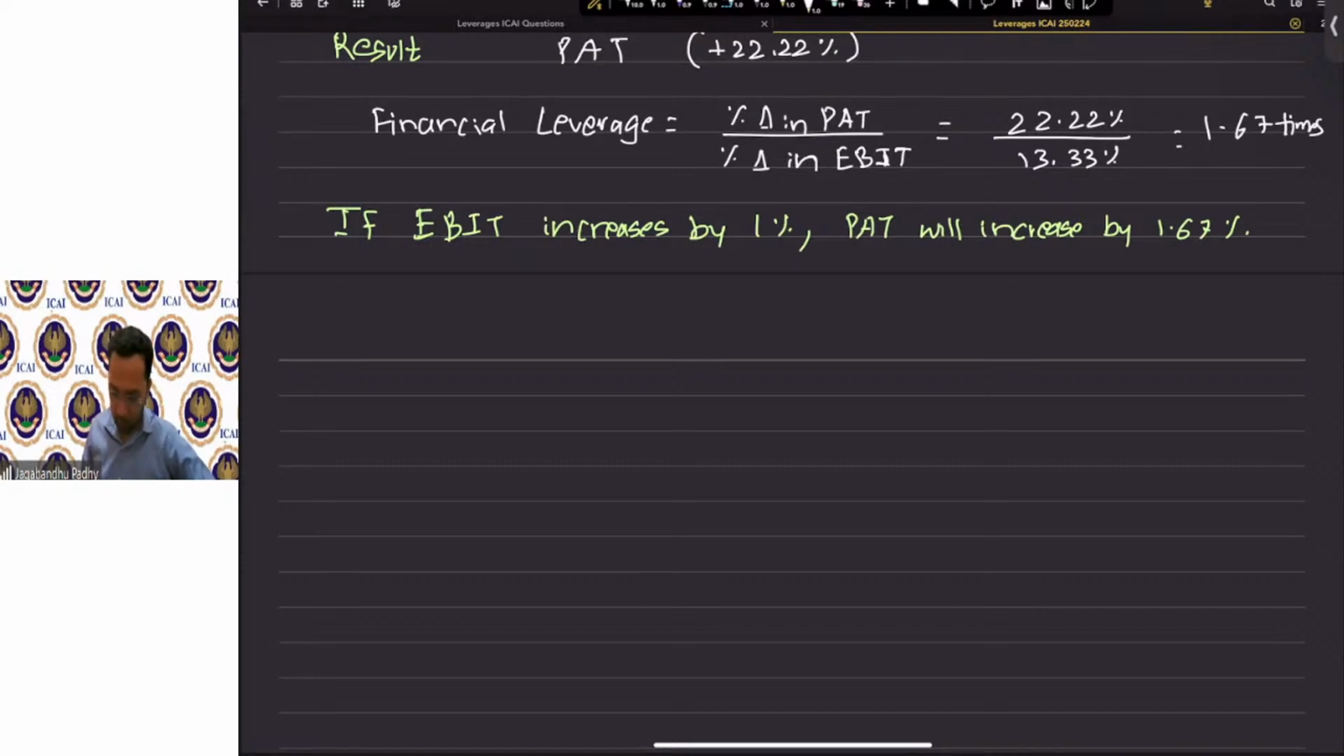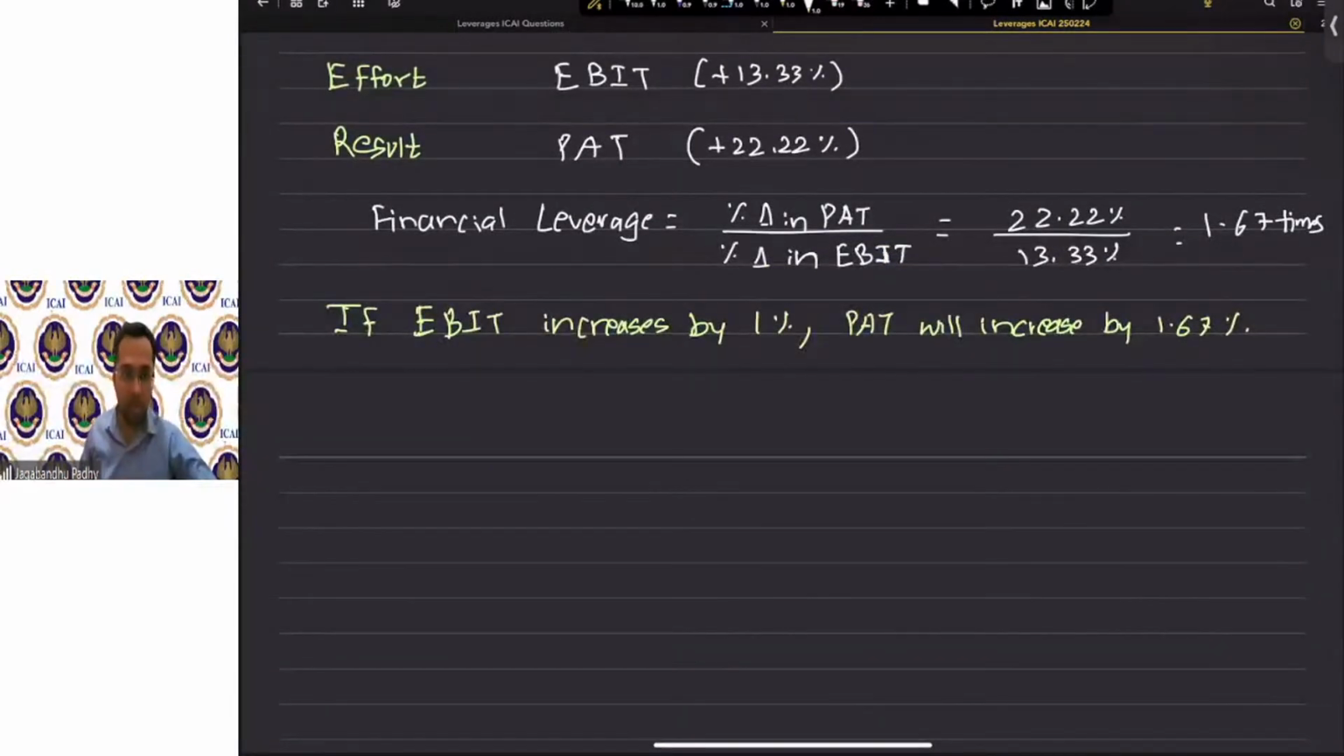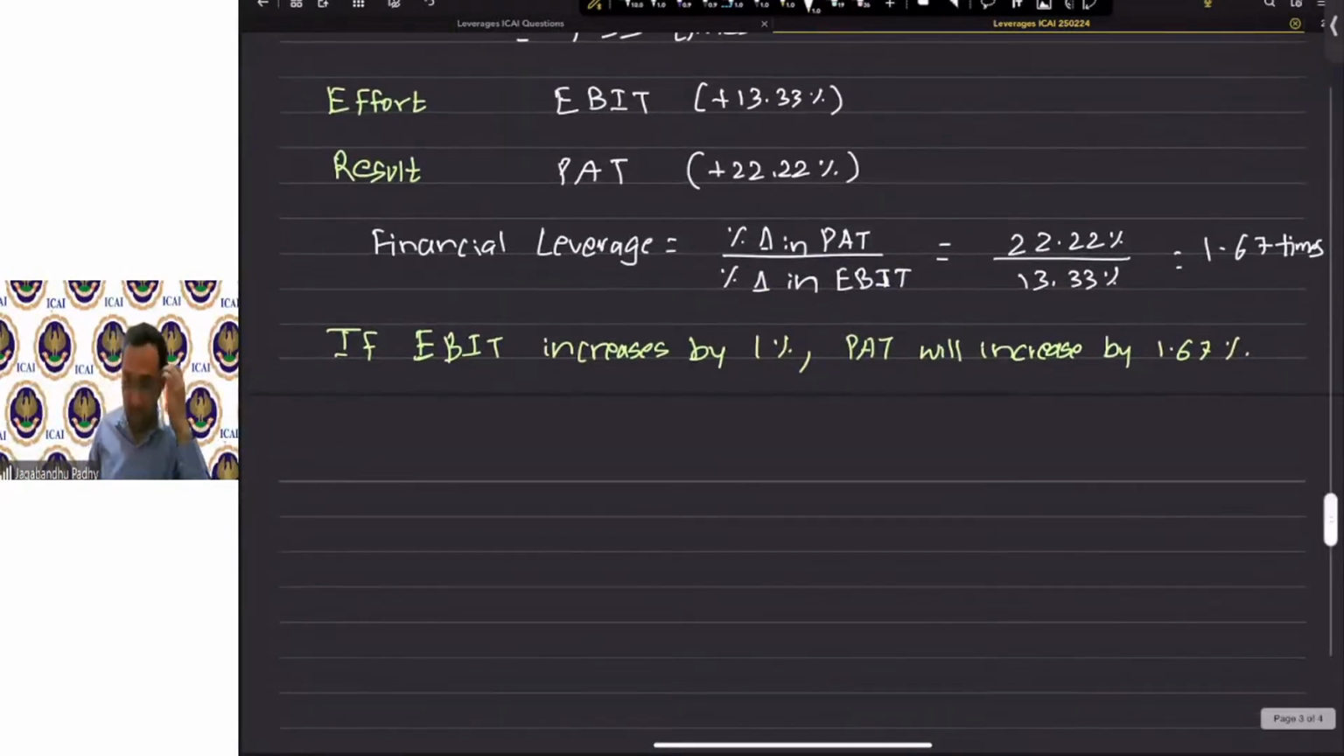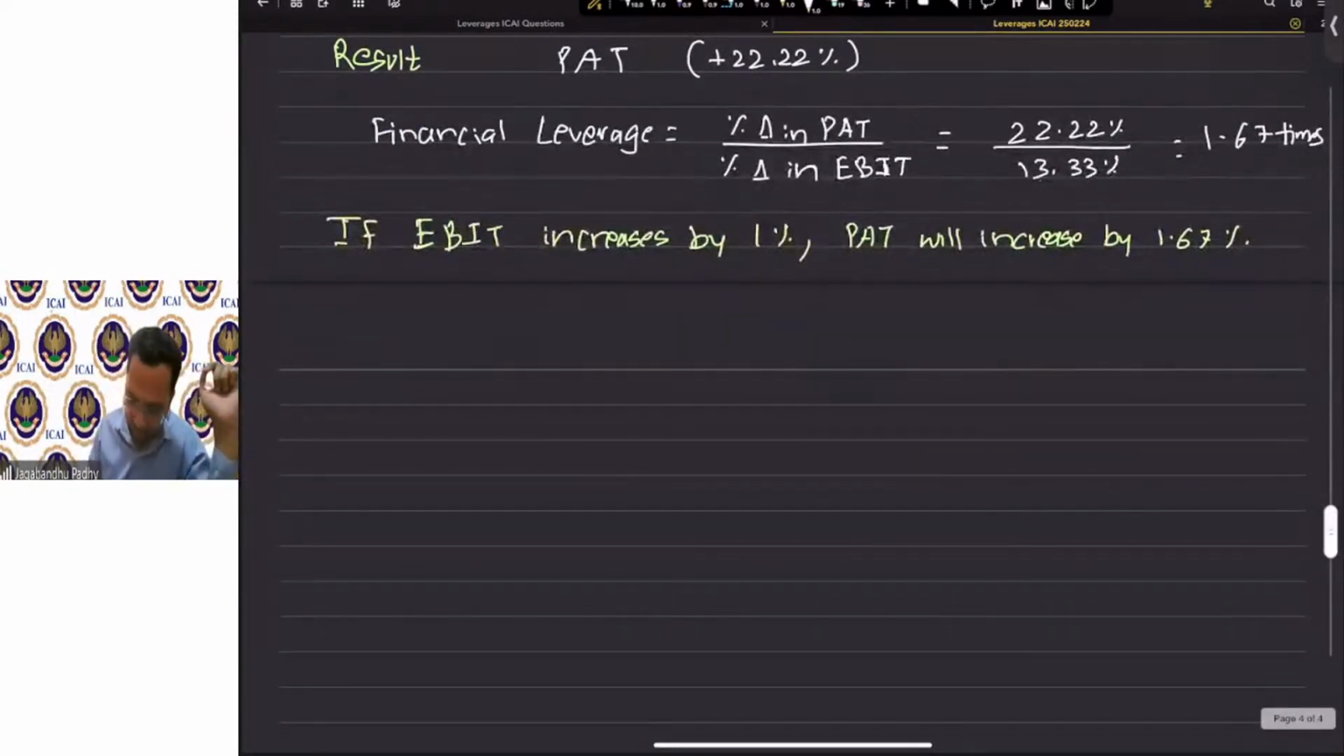Okay, are we good with this, everyone? That's your financial leverage. So, what is a financial leverage? It's again a measure of financial risk.